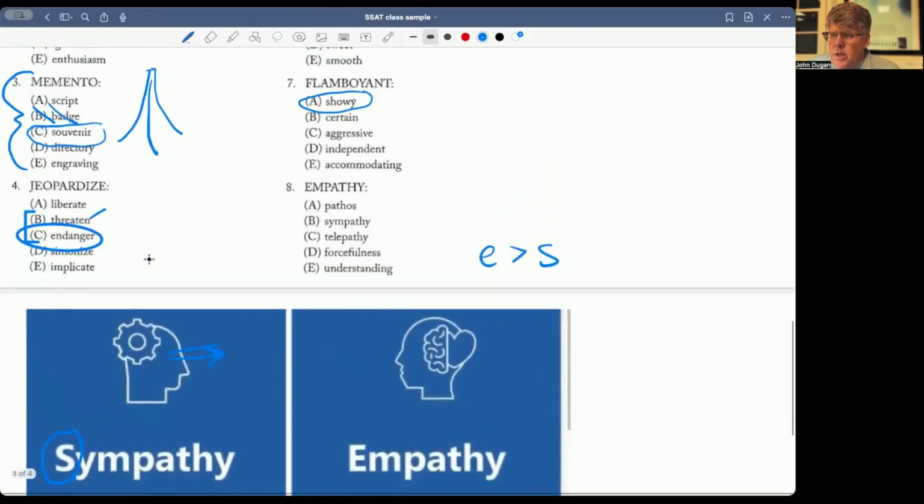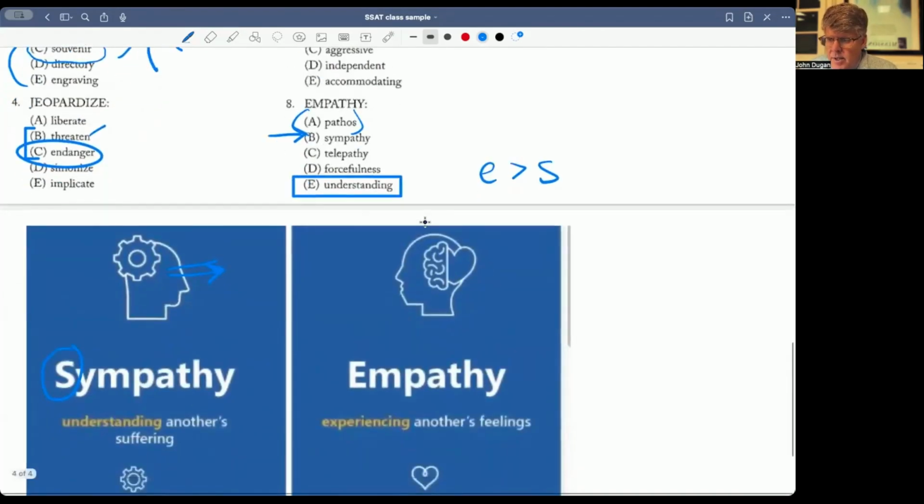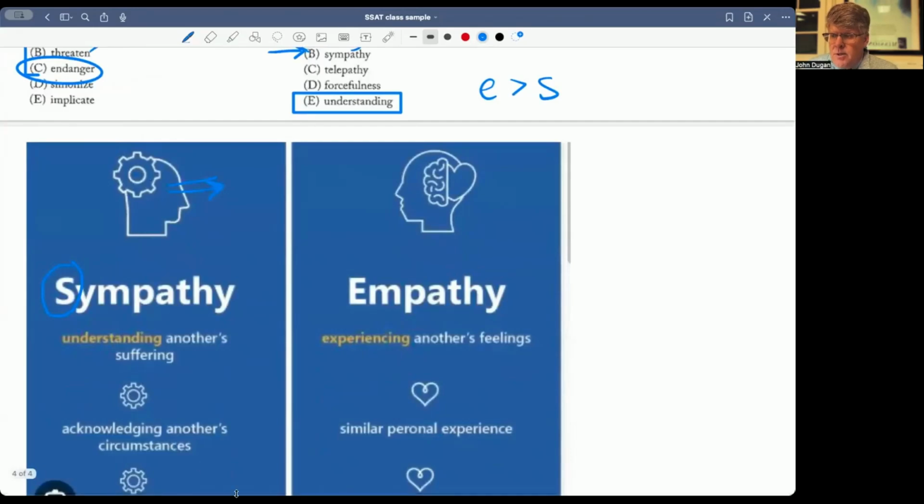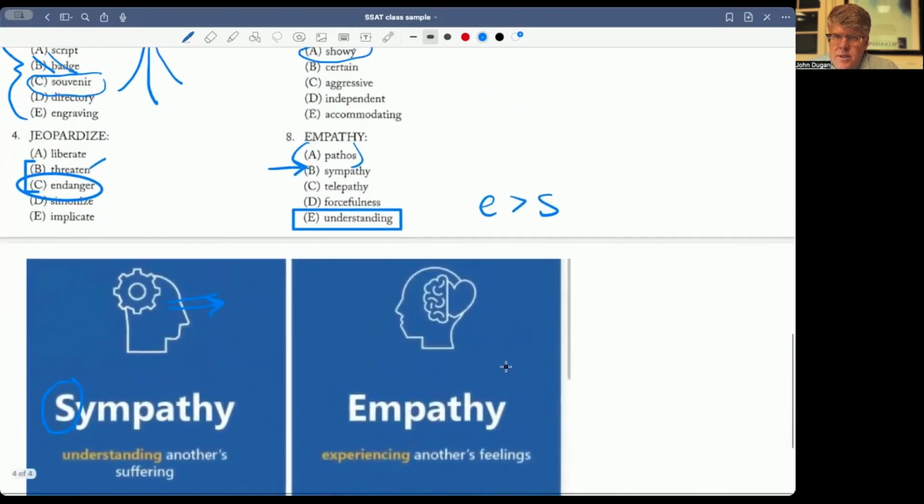So I don't really want to go with just B because they're not exactly synonyms. They're close, and I'd understand why a student would pick B, sympathy. Pathos is a good one too, kind of the same root word, but I think you have to go with understanding. I have total understanding because I'm feeling the pain that you have. I have a similar personal experience that I can relate to. So that's kind of a tricky one, and there are definitely distractors there.